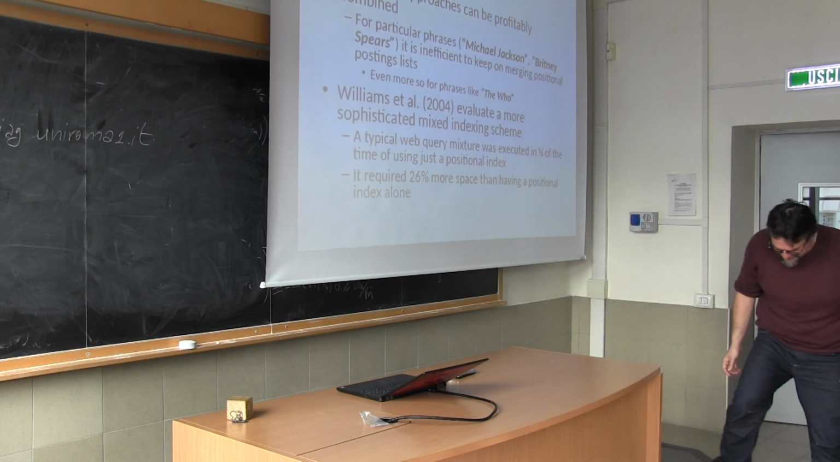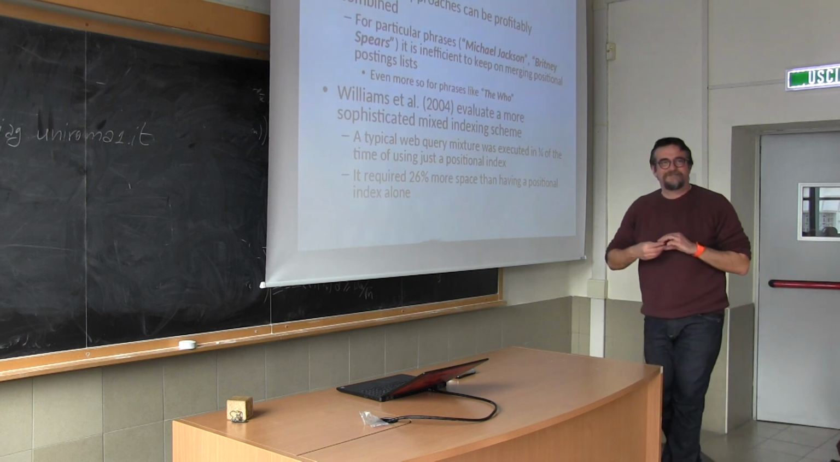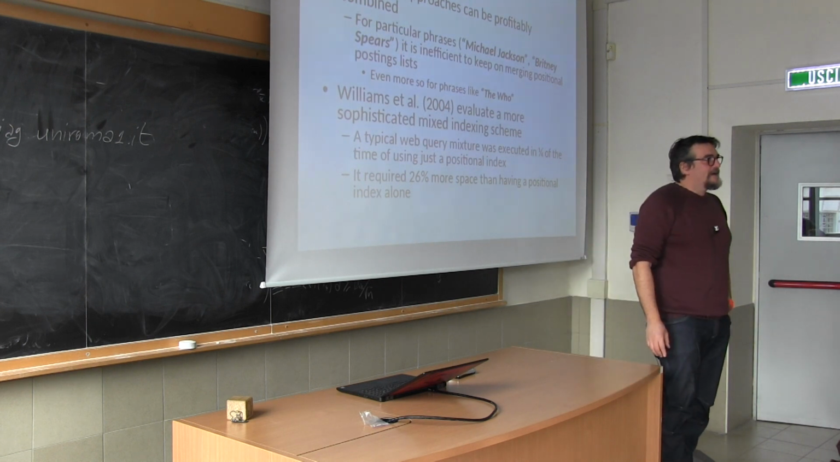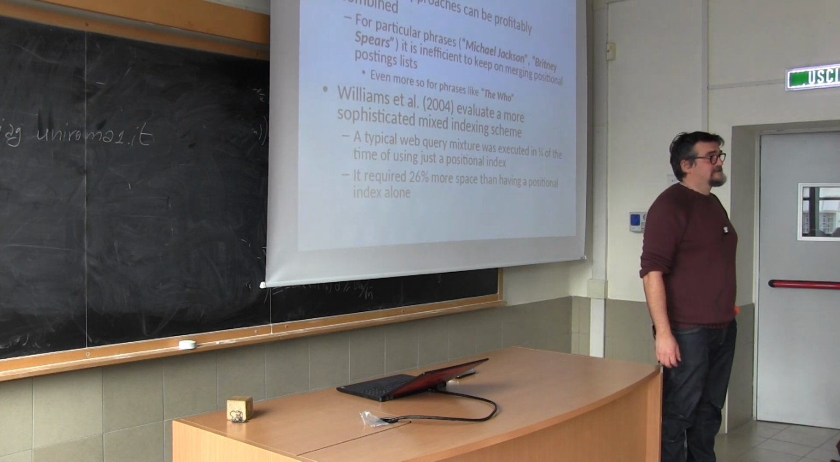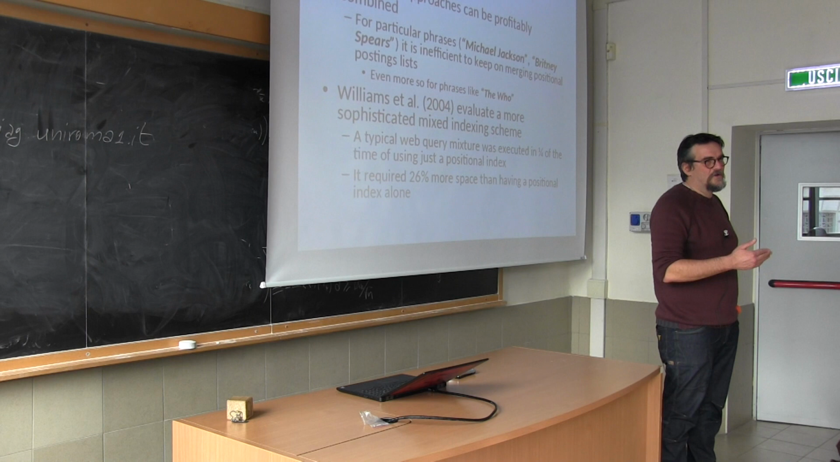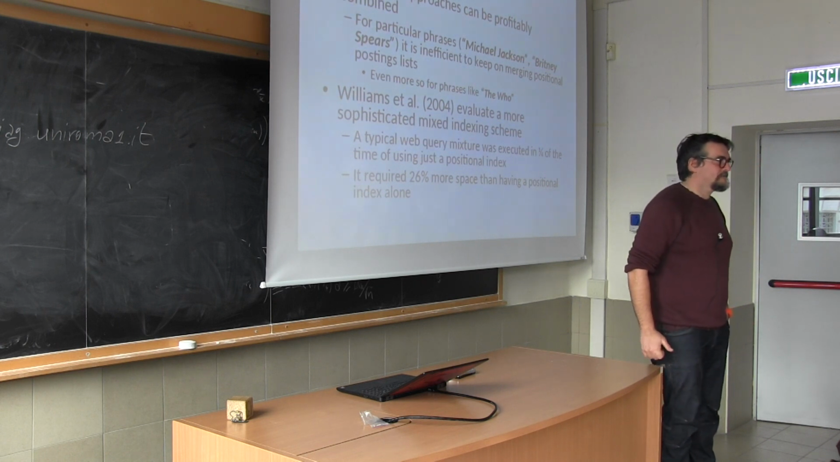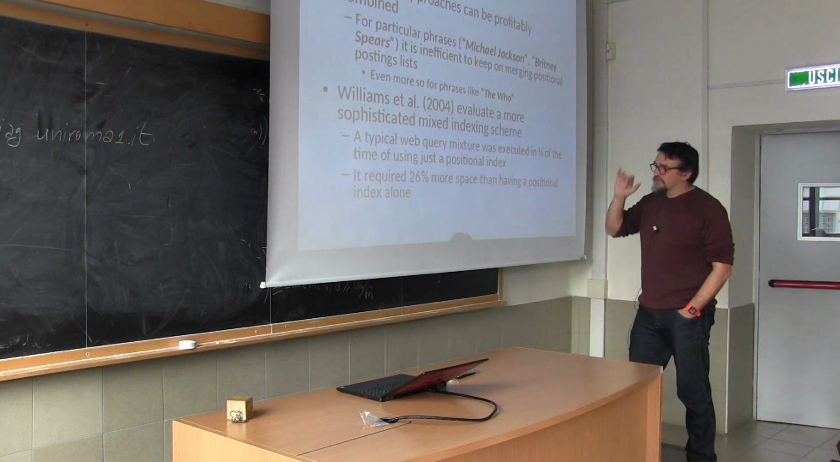While if you use positional indexes, those queries are extremely more complex. Because you have to find Michael, and then you have to find in the same document where Jackson appears, which is not the same as finding Michael Jackson as a term in the dictionary. That's why the combination of those two techniques can be convenient.